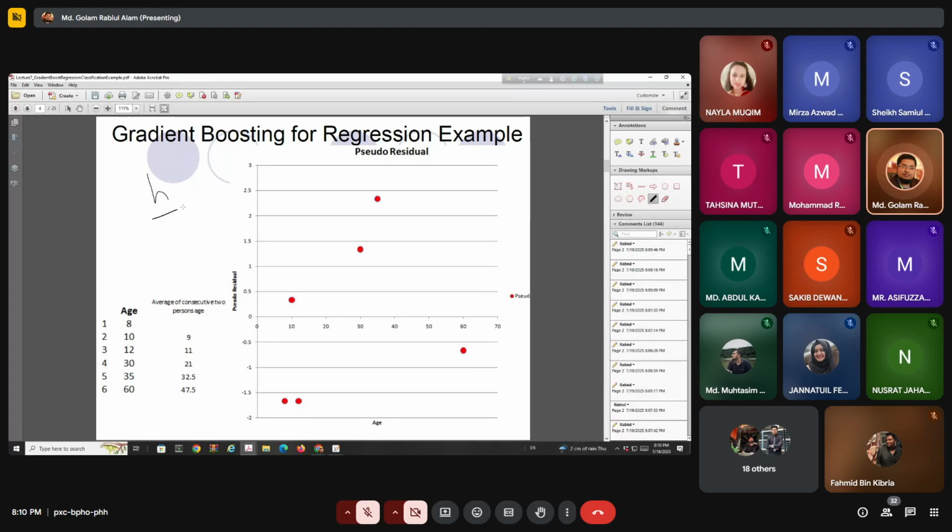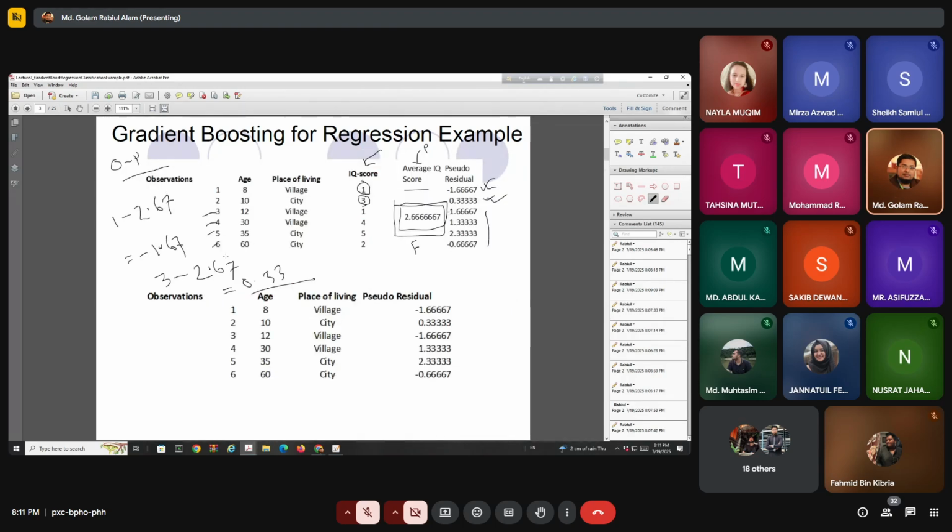We need to find out the age. We already have the F. Now we need to find out the age. Age is a kind of regression tree. Okay, regression tree. But we need to build the age based on what? Based on these pseudo residual values. So that's why our data set will be like this now.